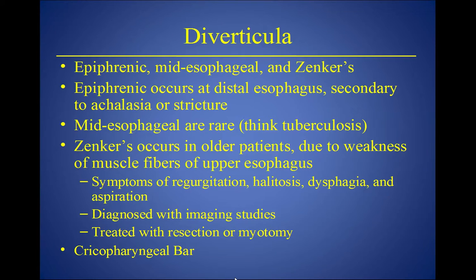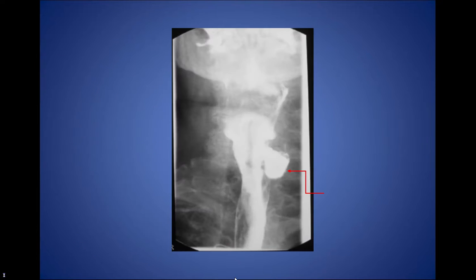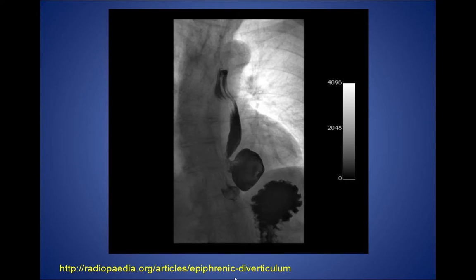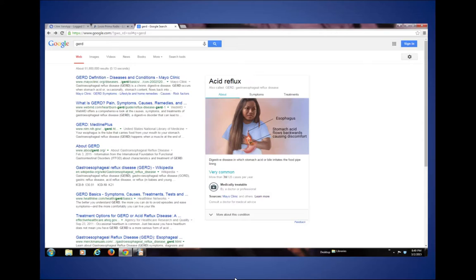There is an entity called a cricopharyngeal bar, which is not a diverticula, but sort of doesn't belong everywhere else. And this is, again, a sort of structural muscle problem where you get a constriction of the UES from a muscle bar to cricopharyngeus. Here's a picture showing a Zenker's diverticulum. Here's a picture showing an epiphrenic diverticulum.